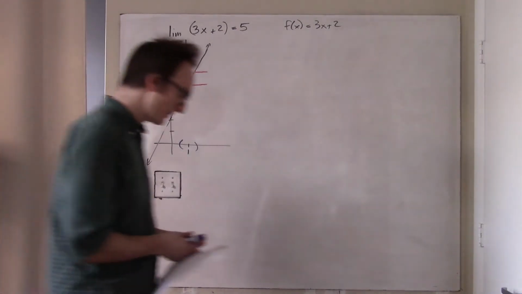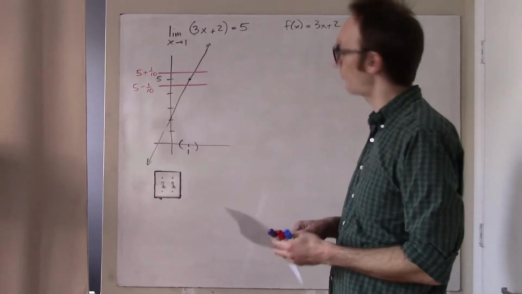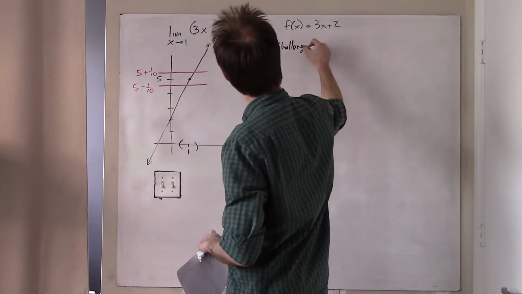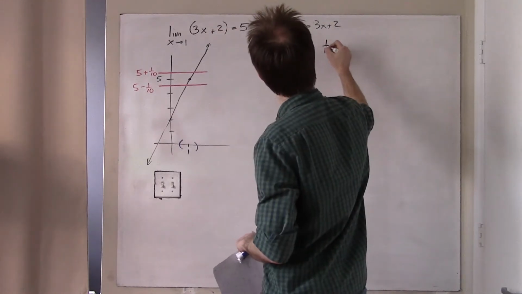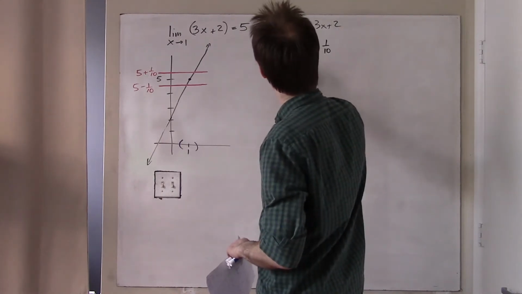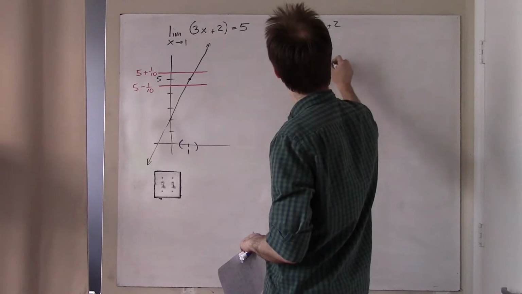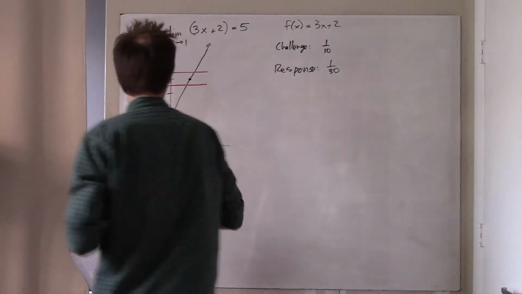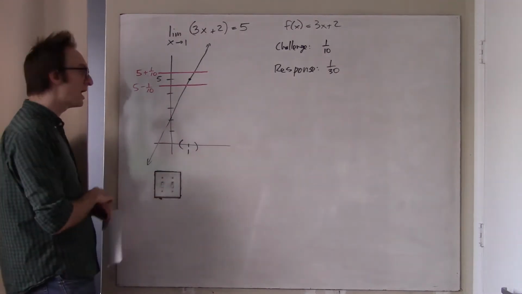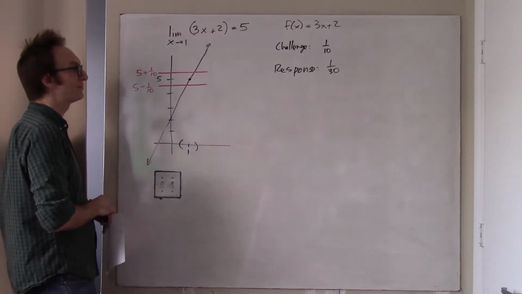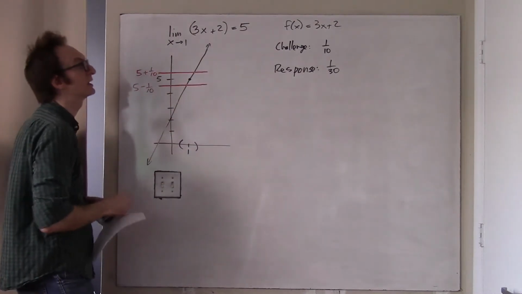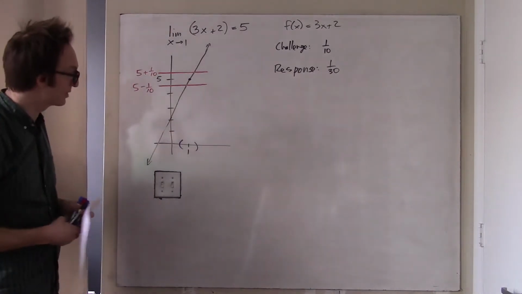Because if I go over by 1/30, then that will already break me free of these lines. And so there is this challenge of 1/10 that's been issued. I'll write it right here. The challenge was 1/10, and the response was 1/30. And now I think it's just true that as long as I remain within 1/30 of 1, then because the slope of the line is 3, my y value will be off by at most 1/10.